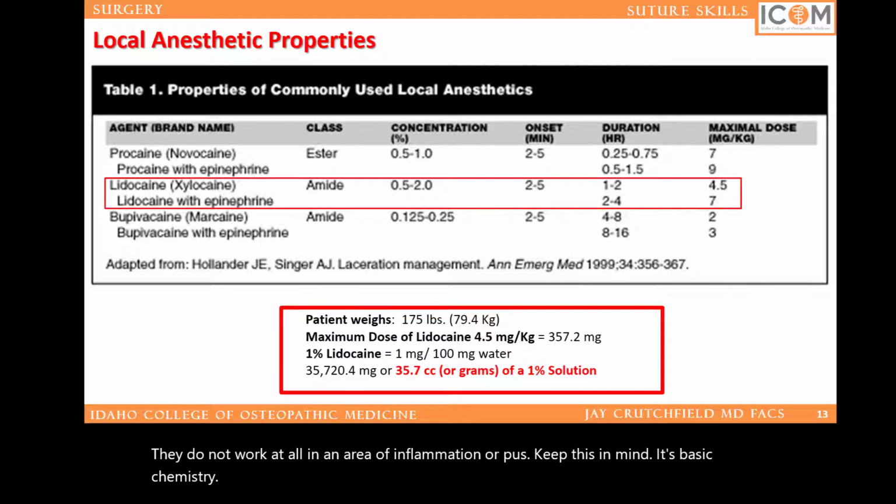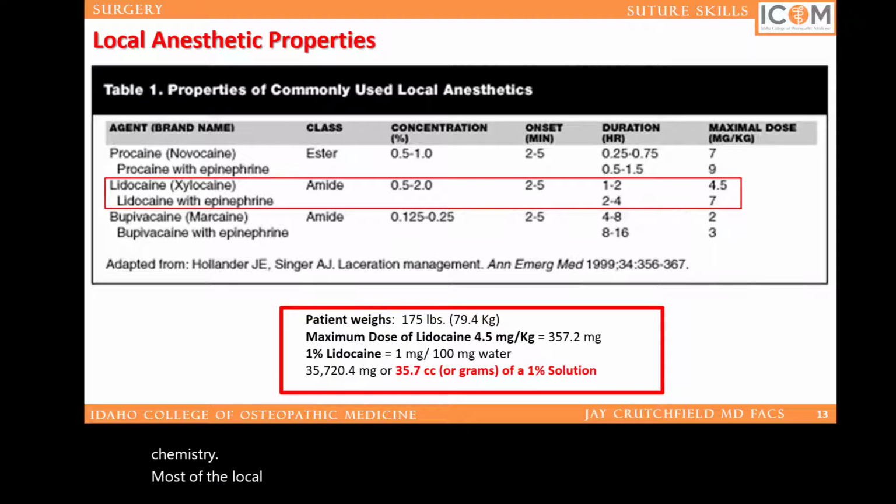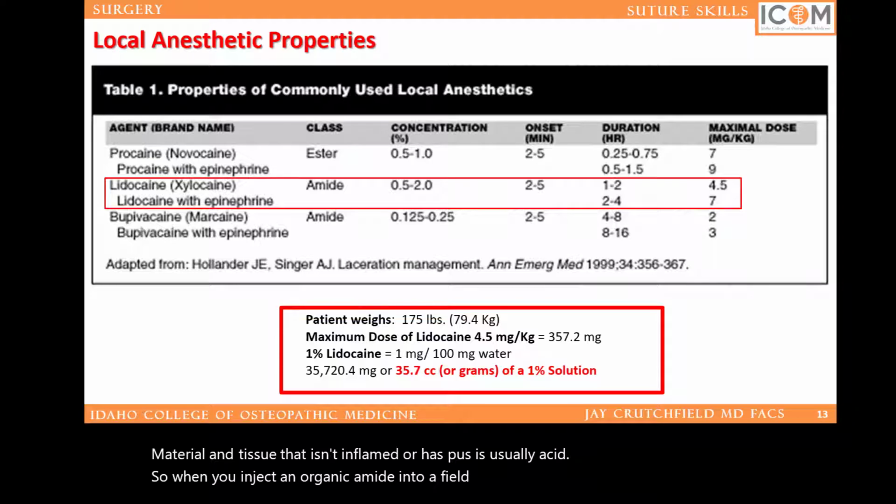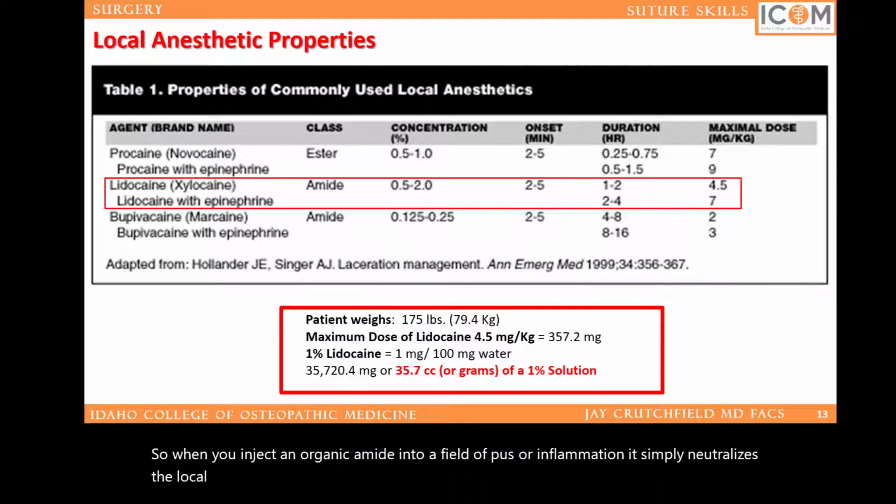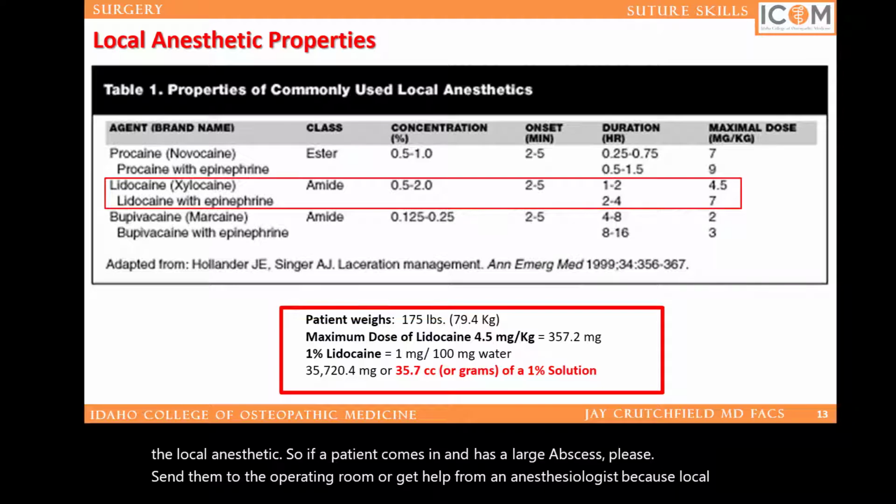Most of the local anesthetics are amides, which are organic bases, alkali, whereas material and tissue that is inflamed or has pus is usually acid. So when you inject an organic amide into a field of pus or inflammation, it simply neutralizes the local anesthetic. So if a patient comes in and has a large abscess, please send them to the operating room or get help from an anesthesiologist because local anesthesia is a waste.